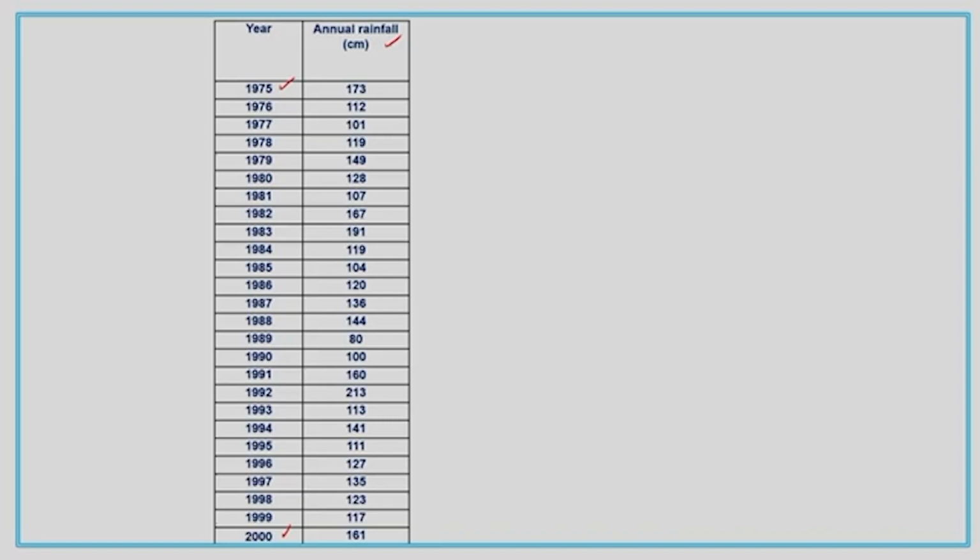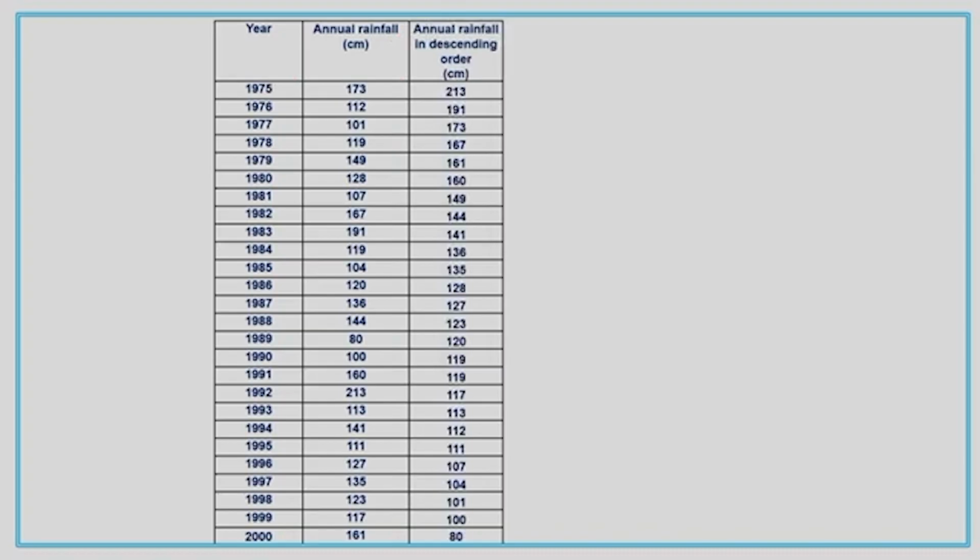So, the annual rainfall data has to be arranged in descending order. This is the column representing annual rainfall data arranged in descending order. Now, you can see the highest value is 213 and the lowest is 80 centimeters. The values starting from 213 to 80, the entire data series, are arranged in descending order.